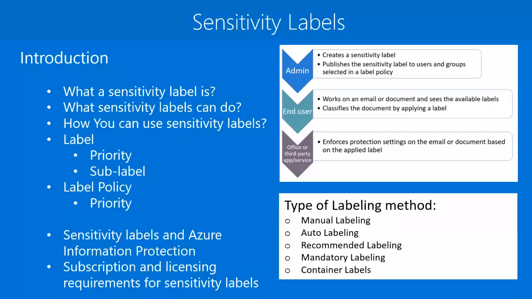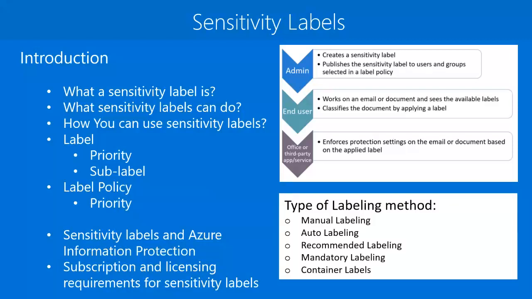Labels can be distinguished into different types depending on how they are created or how they are applied or where they are applied. If you see in the slide, I have defined the type of labeling method. To start with, there is a manual labeling where the administrator creates a sensitivity label and provides it to the end user, and end user can manually label the content that they want. Second is auto labeling. When administrator creates sensitivity label, they get this option where they can define whether this label should be auto labeled to the document or the content.